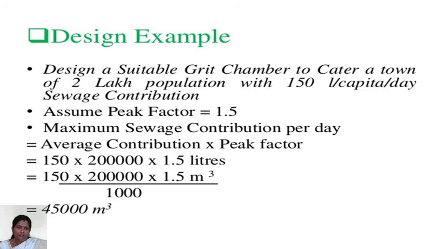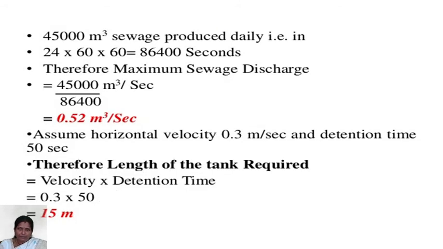Here you are getting 45,000 cubic meter. That 45,000 meter cube of sewage produced daily, in 24 into 60 into 60, you get 86,400 seconds. Therefore, maximum sewage discharge is equal to 45,000 divided by 86,400, we get meter cube per second. The earlier value of 45,000 was per day and is converted into seconds. The final quantity of sewage discharge is equal to 0.52 cubic meter per second.